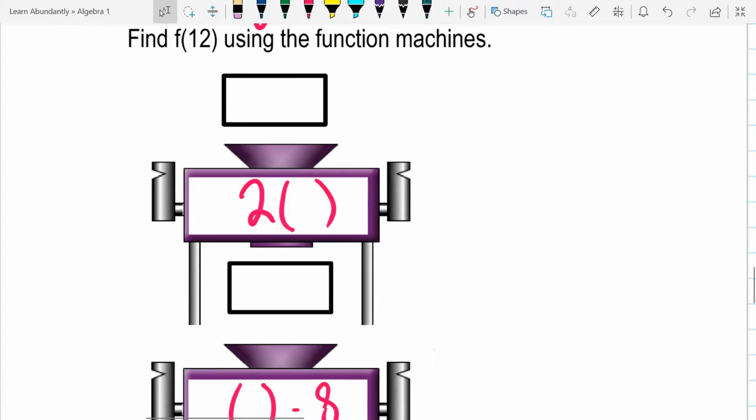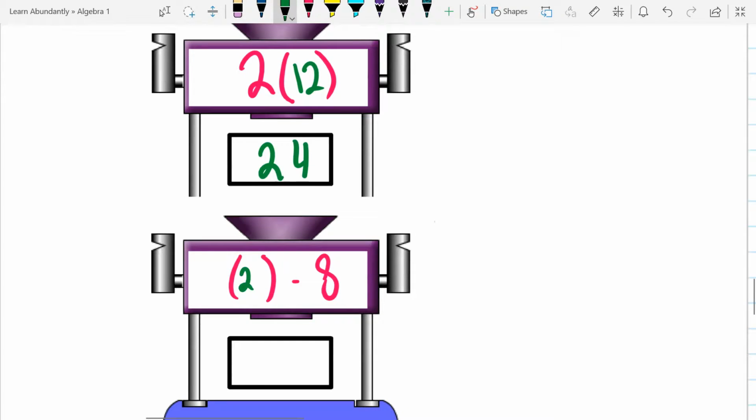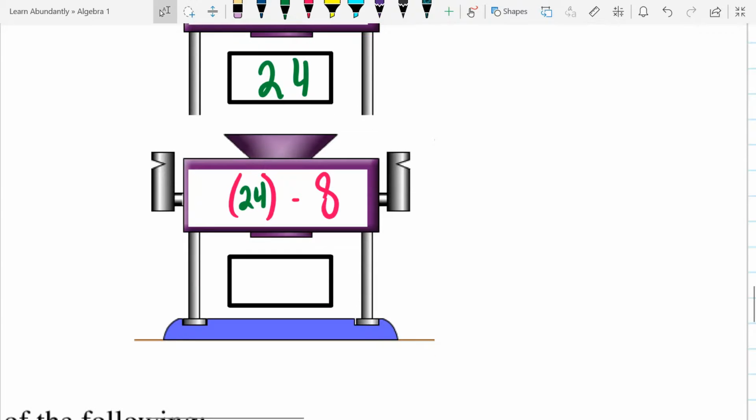So f of 12 means we're going to plug in 12, and we're going to write 12 in for our variable. So 2 times 12. 2 times 12 is 24. And now for our second step, we're going to take that 24 and we're going to plug it into our other function. Our second step, 24 minus 8, and we get 16.